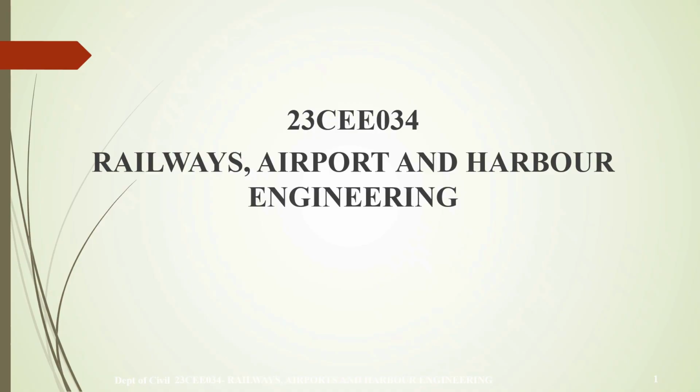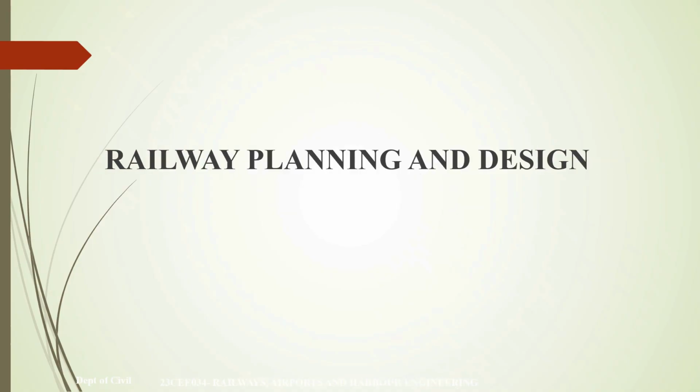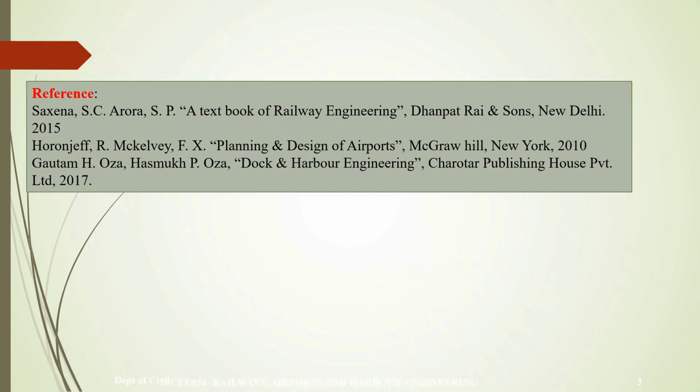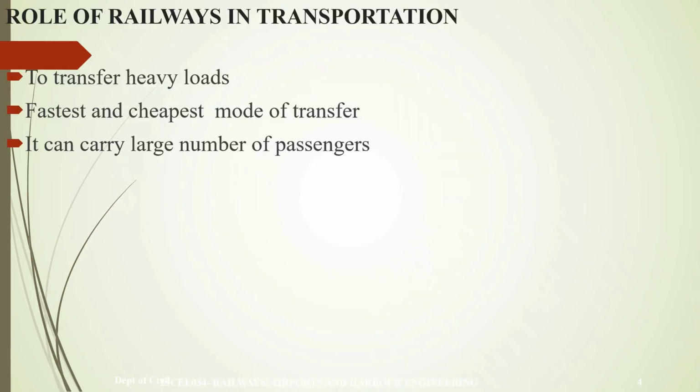So in today's session, we will discuss railway planning and design. In this session, we will see the role of Indian Railways in transportation. We know that the main purpose of railways is to transfer heavy loads, and it is one of the fastest and cheapest modes of transfer. It can also carry a large number of passengers from one place to another, so it has a main role in the transportation system.